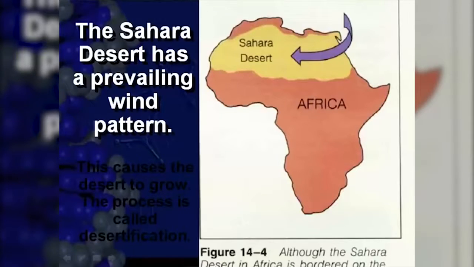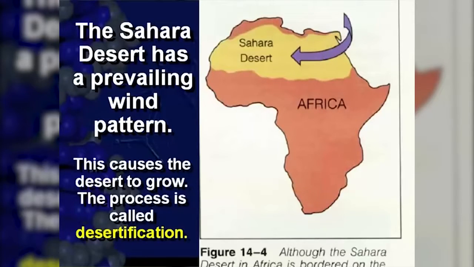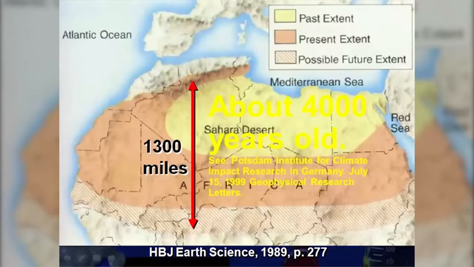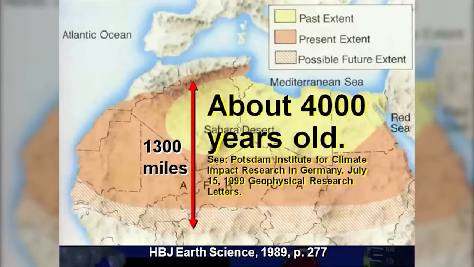The Sahara Desert has a prevailing wind pattern. The wind almost always blows the same direction. This causes the desert to grow. The process is called desertification. They did an in-depth study of the Sahara Desert and came to the conclusion that the Sahara Desert is probably about 4,000 years old. So the desert started growing about 4,000 years ago. If the Earth is millions of years old, why is there not a bigger desert somewhere? Why would the biggest desert on the planet be less than 4,000 years old?